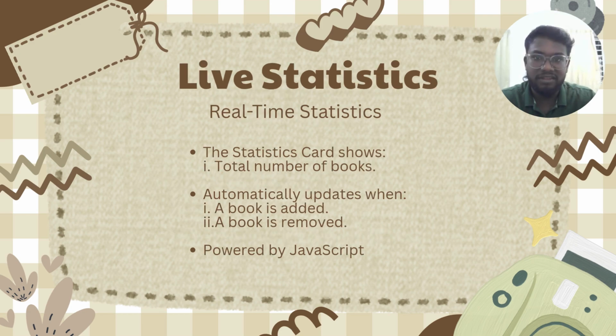For the live statistics, real-time statistics. The live statistics feature displays the total number of books in the library. This count updates automatically using JavaScript whenever a book is added or removed, giving users real-time feedback about their collection.